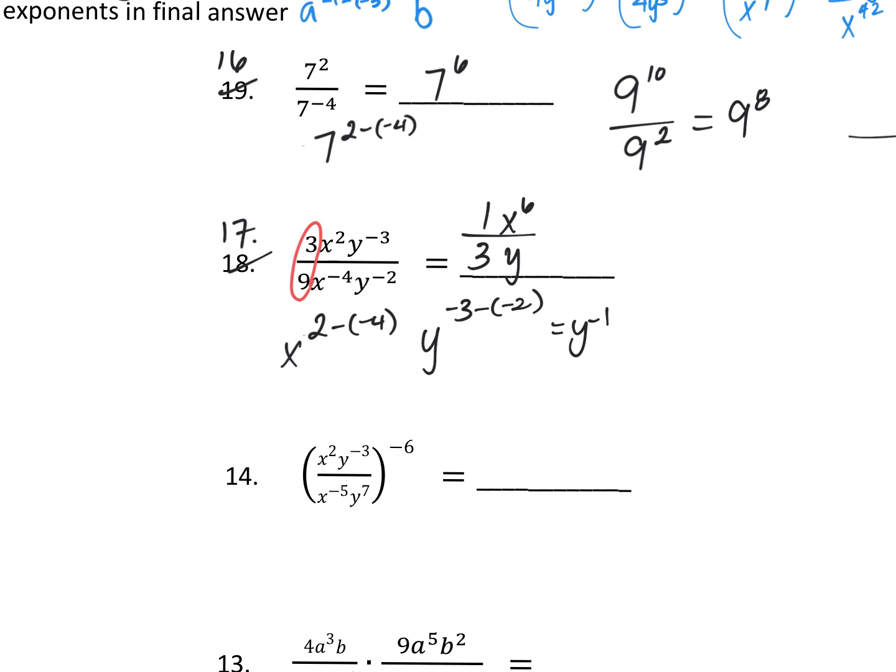Okay, let's do it the other way. So we have 3, well, we already know that's 1/3. I have x squared, x to the 4th, right? Because the x to the -4 on the bottom will move up. And then the y squared moves up and the y cubed moves down. So we still end up with x to the 6th on the top and 3y in the bottom. And whether I write the 1 in the numerator or not is up to you.